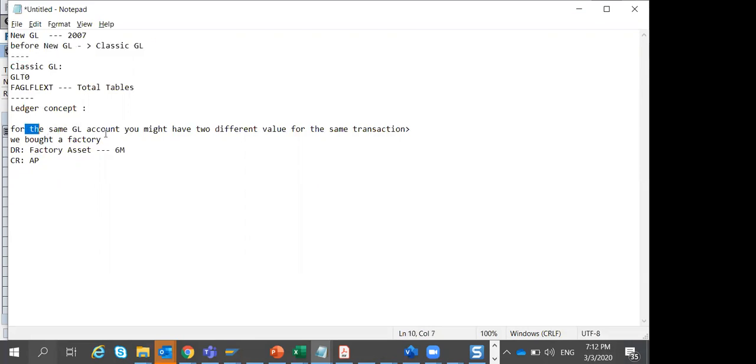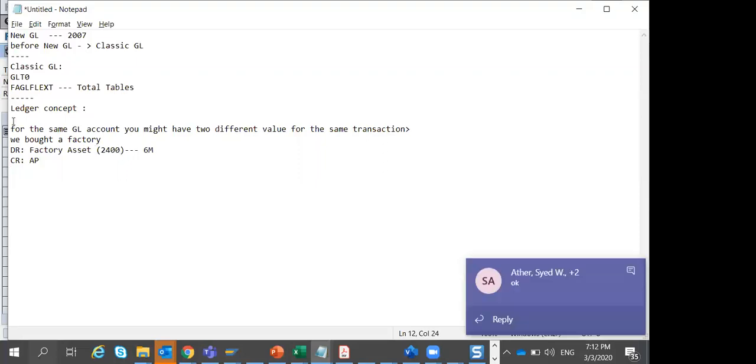The ledger concept is just having different values for the same GL for the same transaction. Imagine you have a GL account, for example, GL account 2400. Imagine this GL account for this transaction. For this transaction, you have 6 million and 5 million. What do I mean by that? 6 million and 5 million.